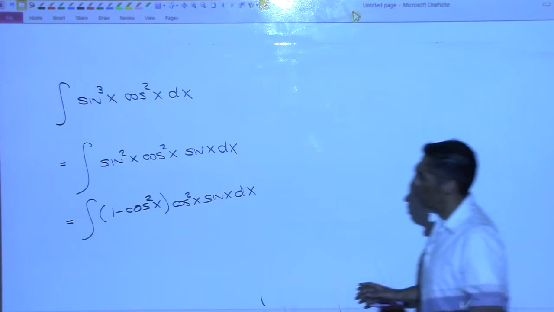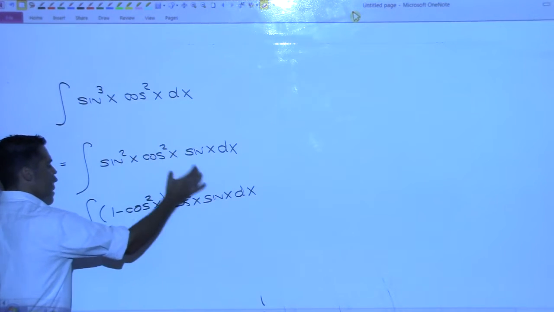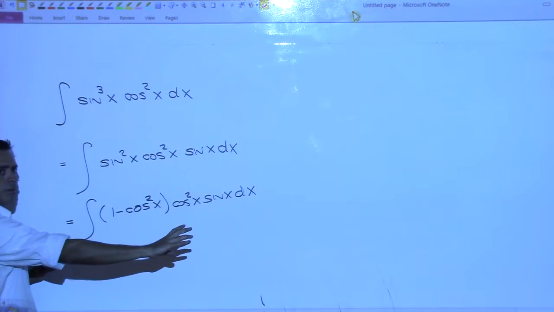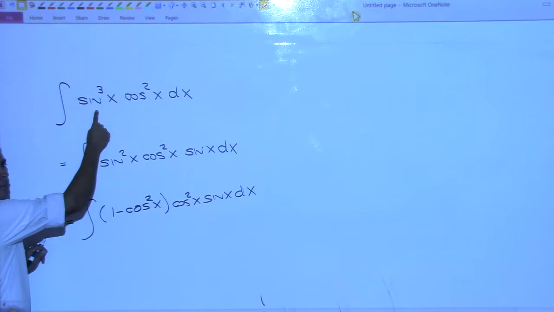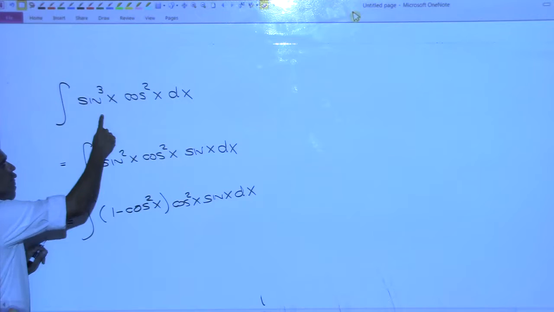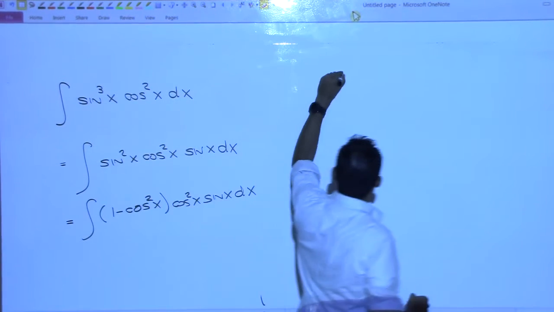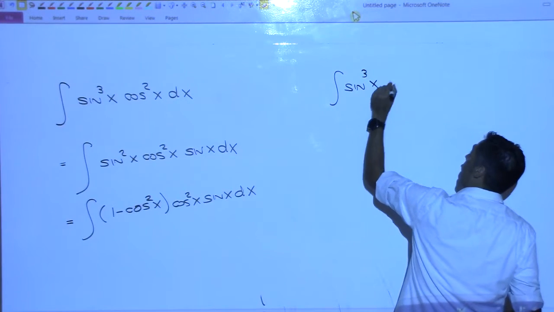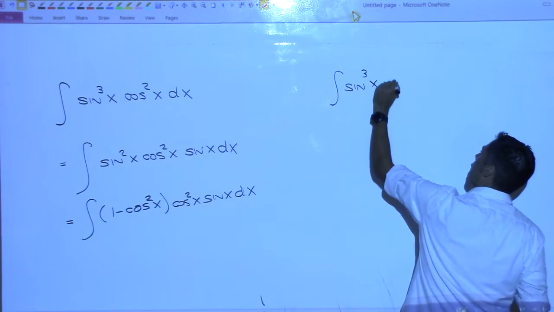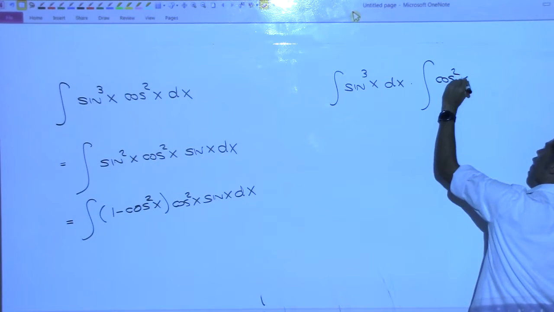Wait a minute. So you broke it apart. I'm not sure what you mean. So like you distributed that here and then broke it into two? No. So I took the sine cubed x and I put the integral of sine cubed x times the integral of cosine squared x. Oh, each different, and then a separate integral. All right.